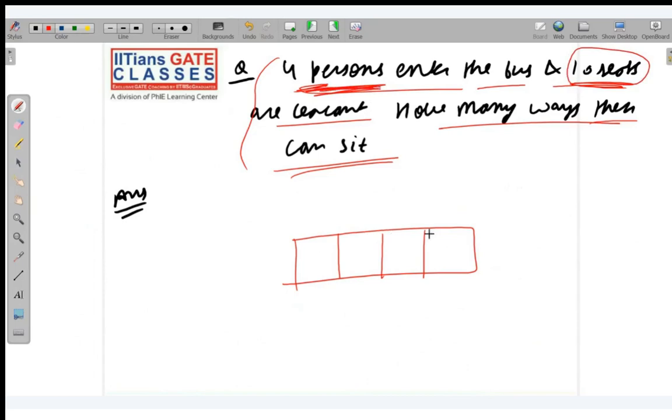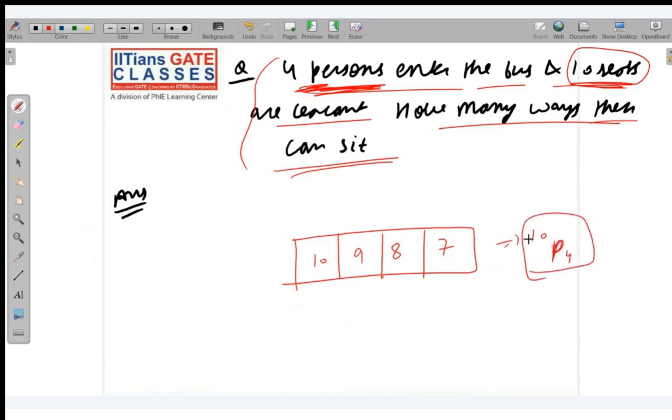From the box method, at the first place, the first person has 10 choices. It can sit on any chair. Next, 9, then 8, and then 7. So 10 into 9 into 8 into 7. That is nothing but 10P4, the answer. So this is by the box method.